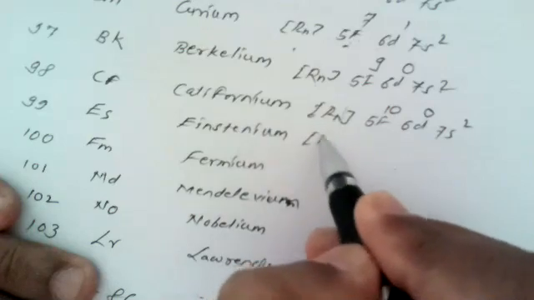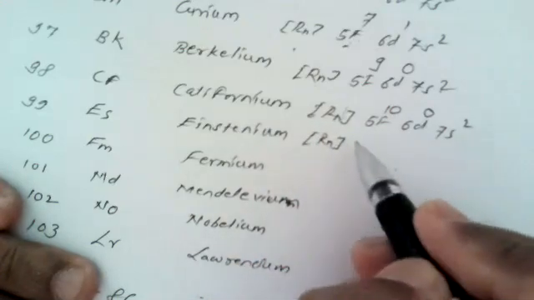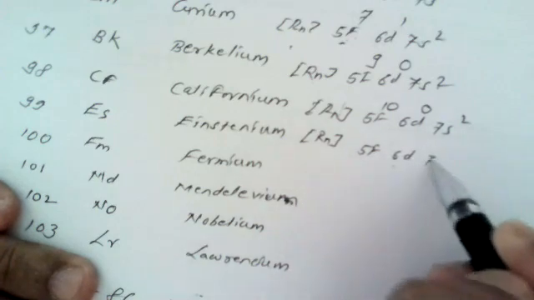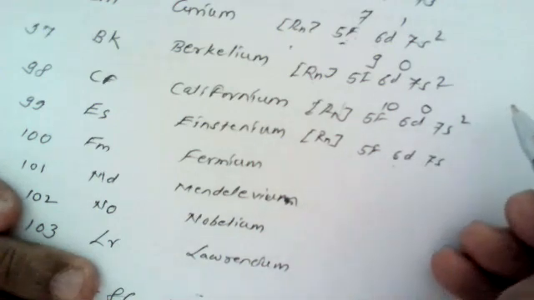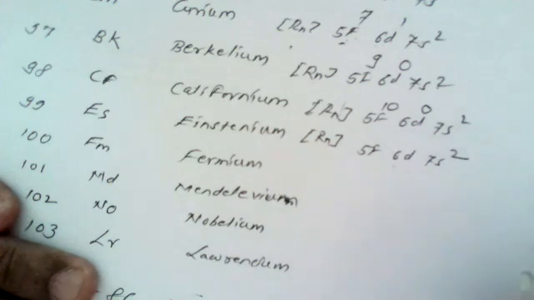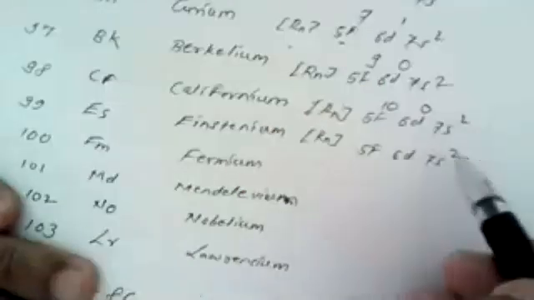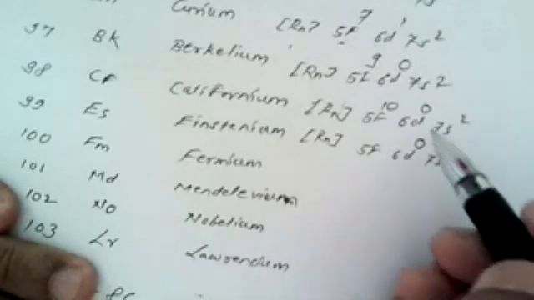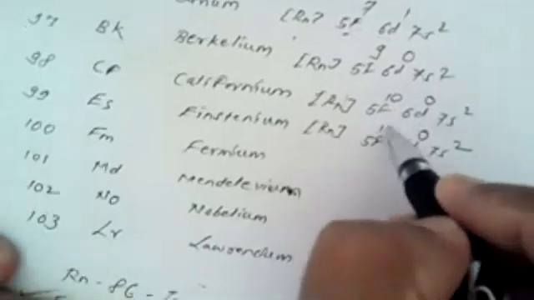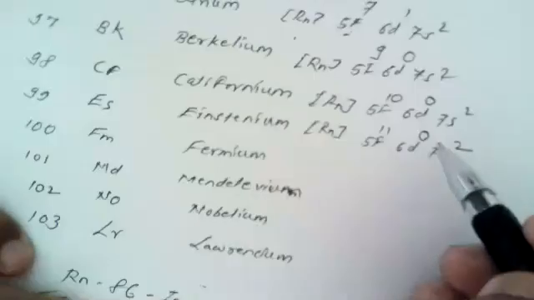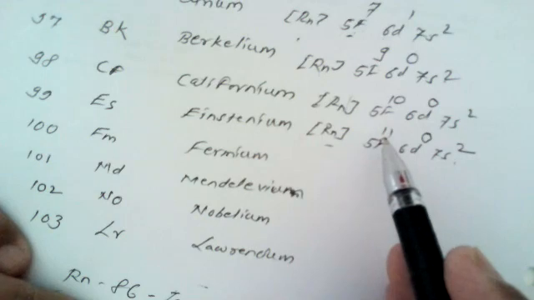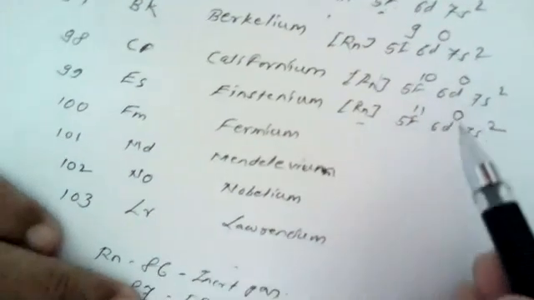Then for einsteinium, radon 5f 6d 7s. No question about 7s. 7s2, 6d0, high energy after 5f, and whatever electrons are left, those are to be added into the 5f orbital. So 86 plus 2 is 88, plus 11 is 99.